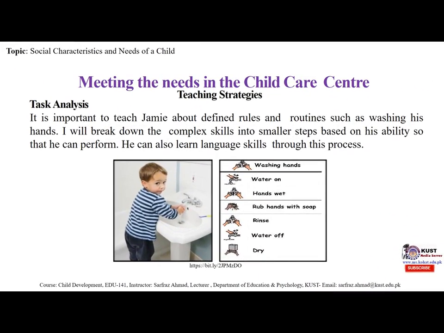Then, task analysis. This is very important for teaching children, like Jamie, about defined rules and routines such as washing hands. I will break down complex skills into smaller steps based on his abilities, so that he can perform them. He can also learn language skills through this process: water on, hands wet, rub hands with soap, rinse, then water off, then dry.